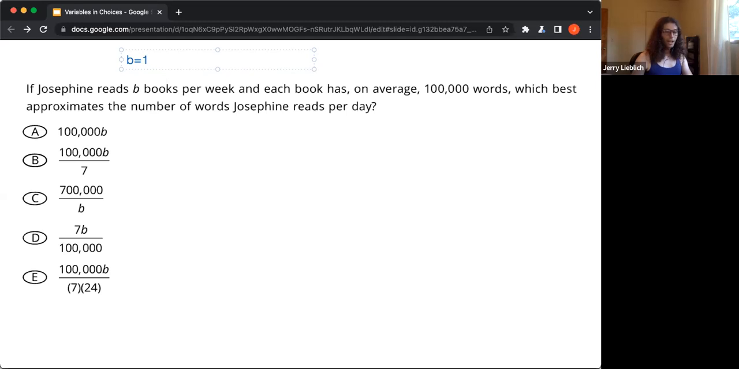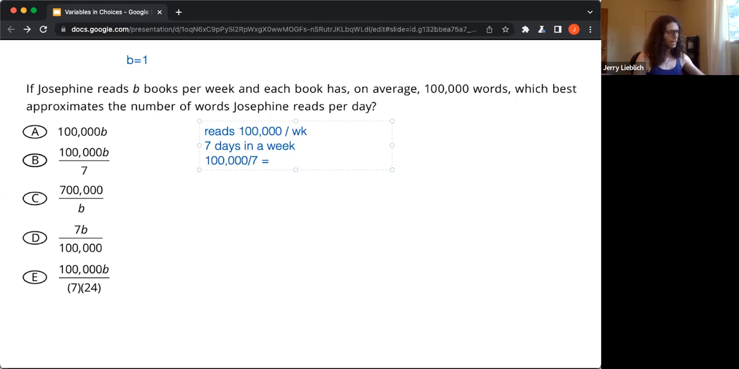All right, good. I think I'm getting 1. I think that's a great idea. She reads 1 book per week. That's already a lot of books, right? And each book has 100,000 words. So she's reading 100,000 words per week. And we know there's 7 days in a week. So if we're looking for the words per day, that would be 100,000 divided by 7.